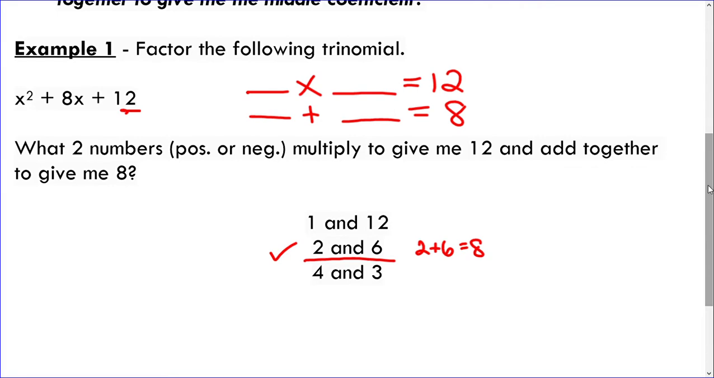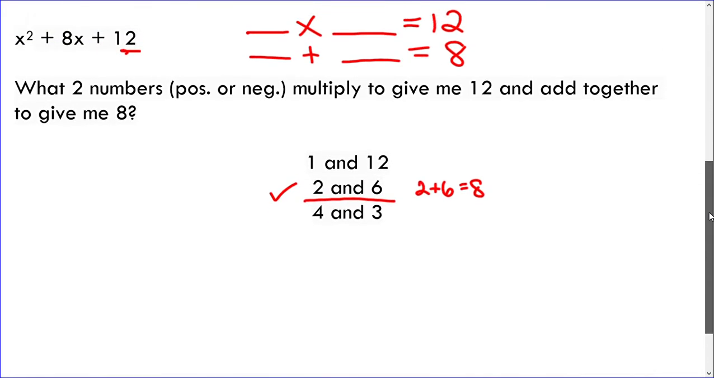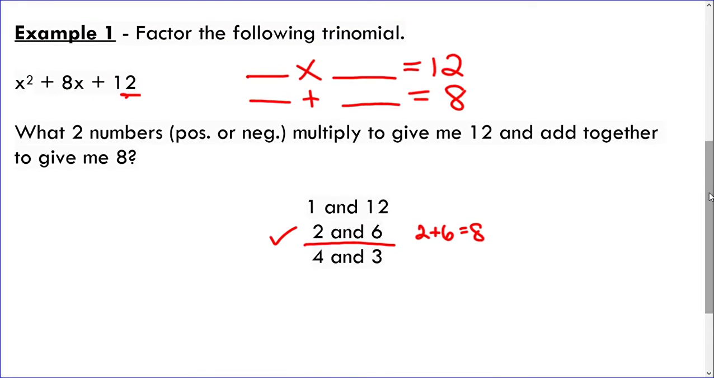And so how would I then handle the rest of it? I know 2 and 6 are my factors. I'm going to open up two sets of brackets, because I have a trinomial that I'm trying to get into two binomials, or I'm trying to break them apart. I'm basically undoing FOIL.